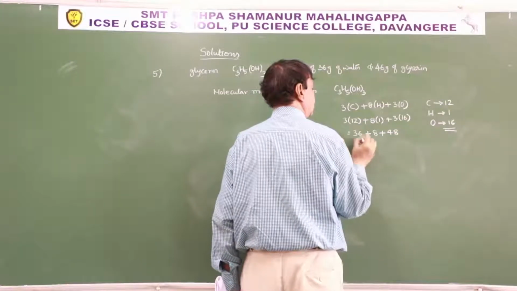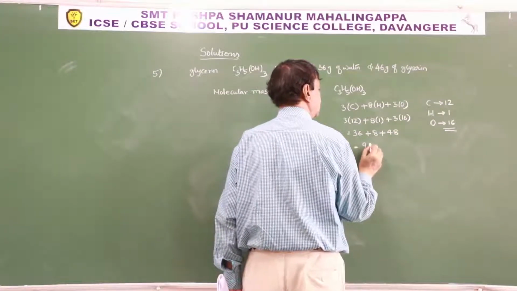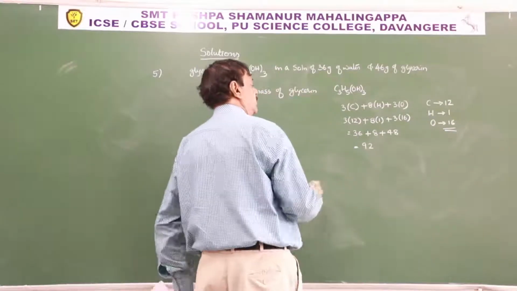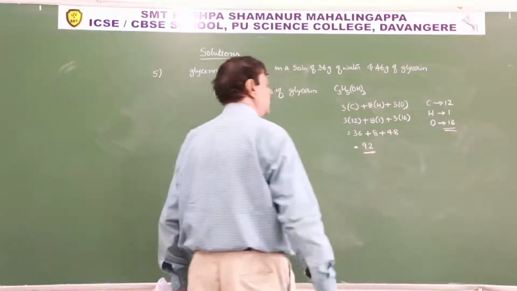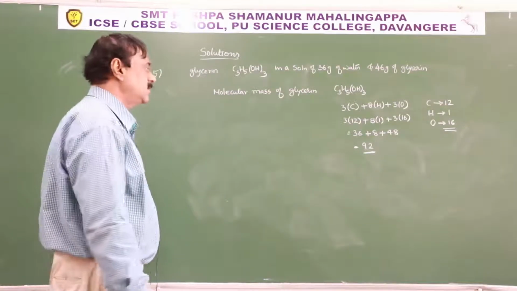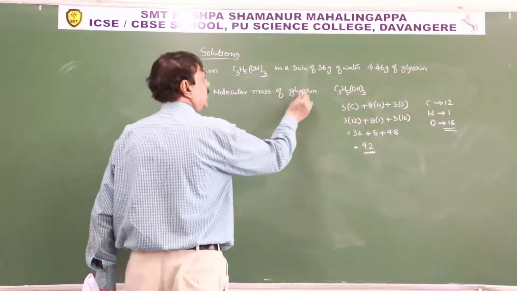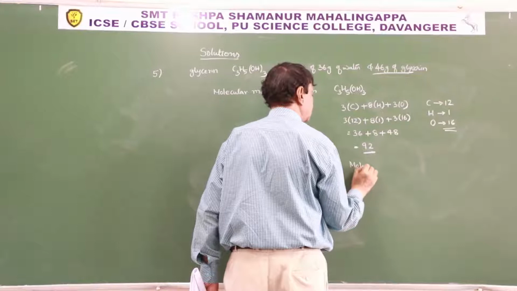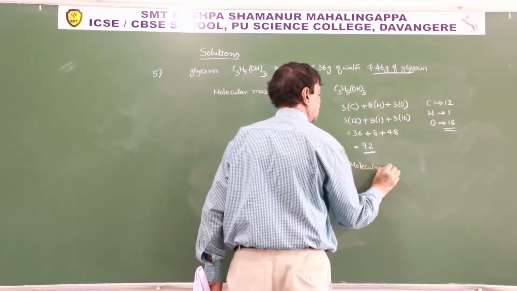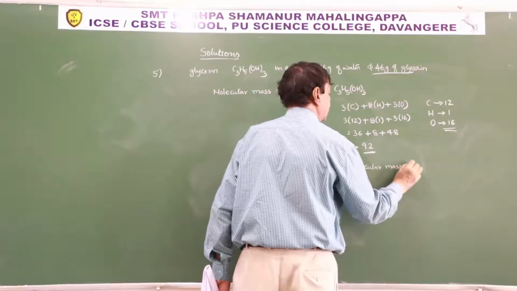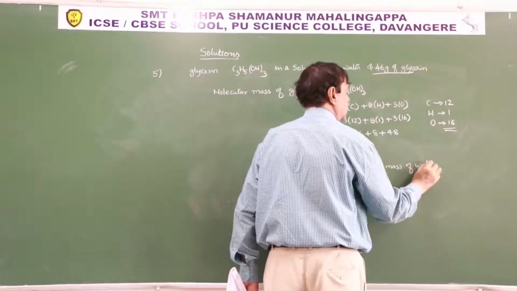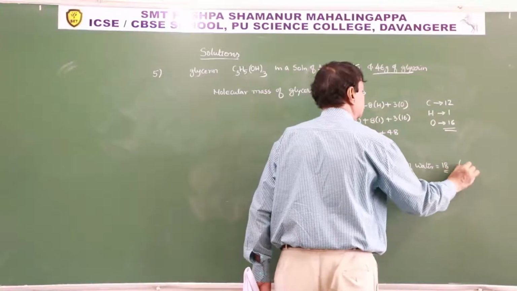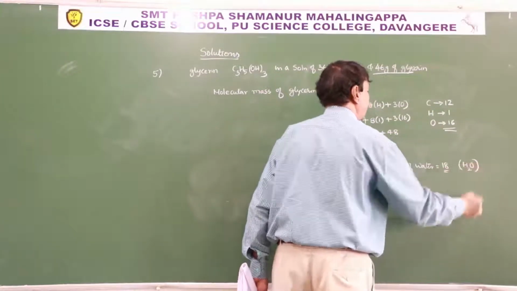That is equal to how much? I think that is 92. Therefore, 92 gram of glycerine corresponds to 1 mole. Now, the molecular mass of water is 18. Already you know, because the formula is H2O.